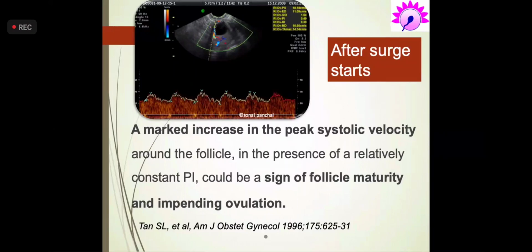And therefore, with the rise of the LH surge, I also told you there is a rise in the PSV of the follicles. So there is an estrogen rise, there is a fall in the RI. After that, the PSV starts rising. PSV further keeps on rising with the LH surge. Therefore, there is a marked increase in the peak systolic velocity around the follicle in the presence of relatively constant PI, which could be a sign of follicular maturity.